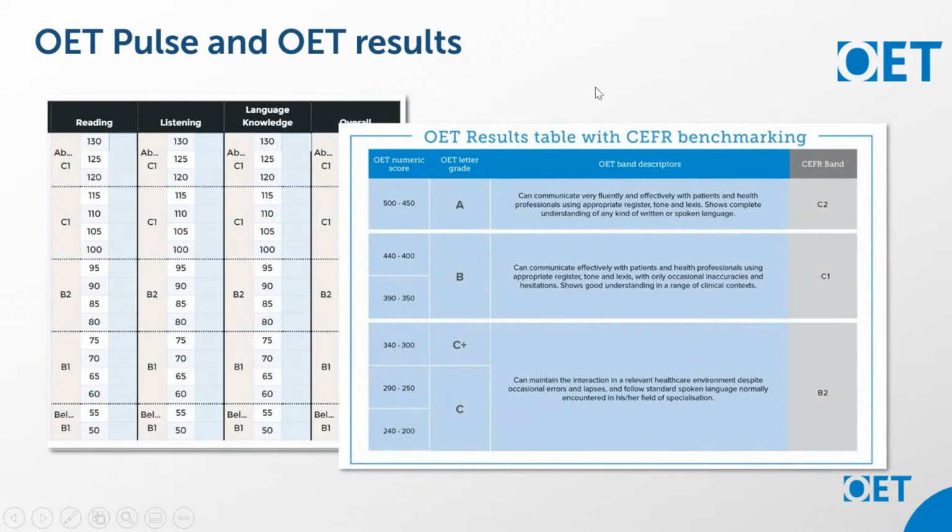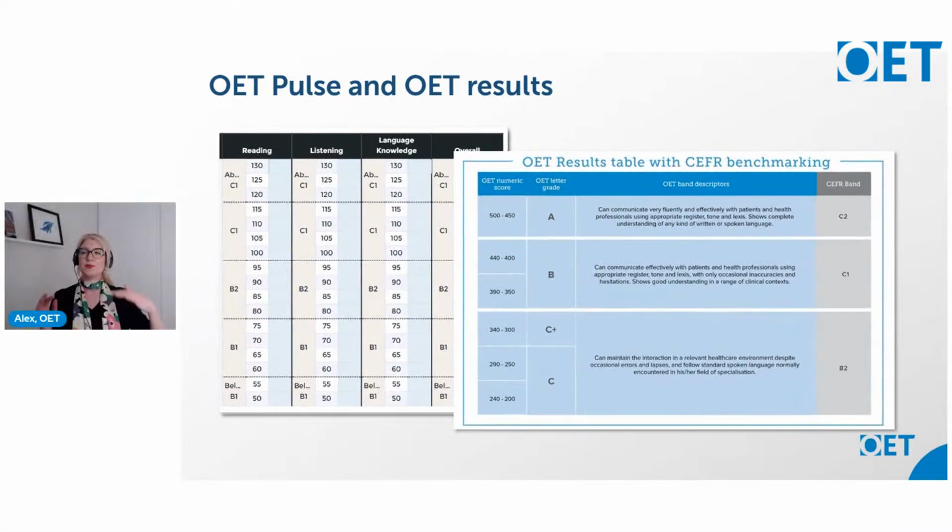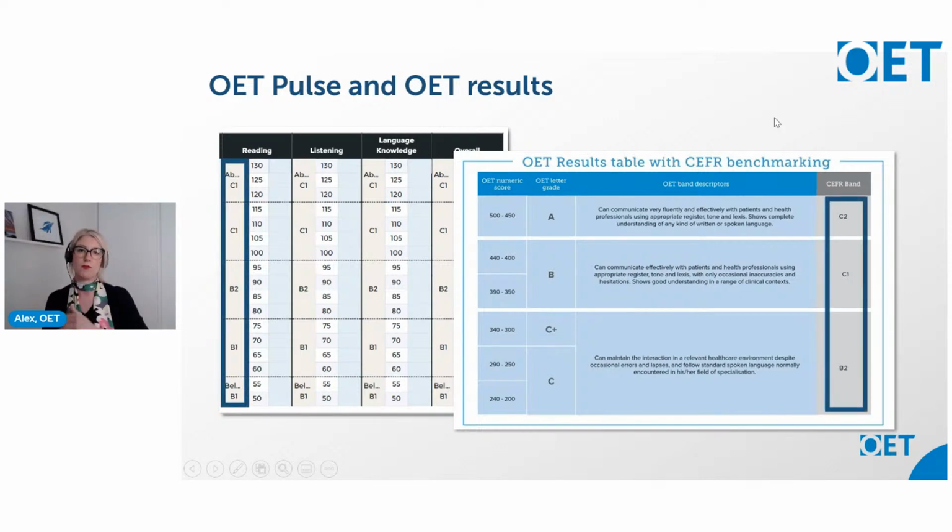So you can not draw a direct line, but you can get a feeling from your Pulse scores by looking at those CEFR scores on the left here and on the right of the OET table to help you figure out where you need to focus your energy.